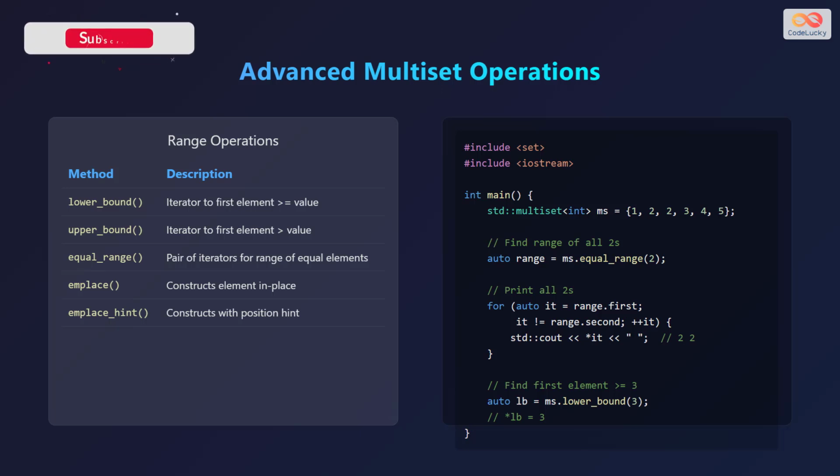We include the set and iostream headers. Then we create a multiset named ms, initializing it with some values, including duplicates. To find the range of all elements equal to 2, we use the equal_range method, which returns a pair of iterators. We then loop through this range and print the elements. To find the first element that is greater than or equal to 3, we use the lower_bound method, which returns an iterator pointing to that element.